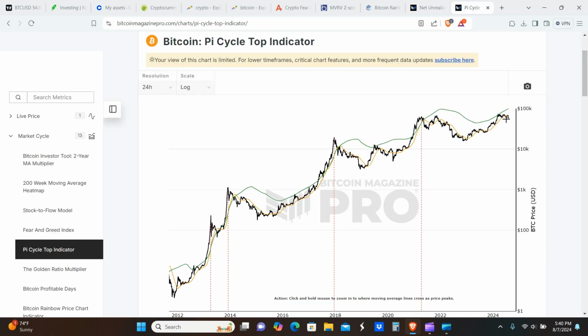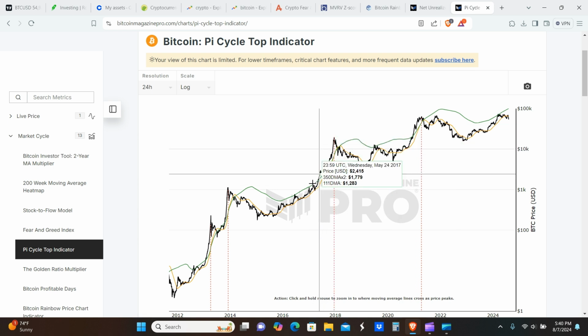Pi cycle top indicator, we did get a pullback below the yellow EMAs. Again, those levels are basically at 64,000 all the way up to almost 100,000. Again, as time moves forward, these EMAs move up, which means the price targets for these also move up. Pretty much what we're looking for here is a break above the green EMA for the last phase of the parabolic bull run. We have not seen that. In fact, we've seen the opposite this time. We've seen a pullback below the yellow one.